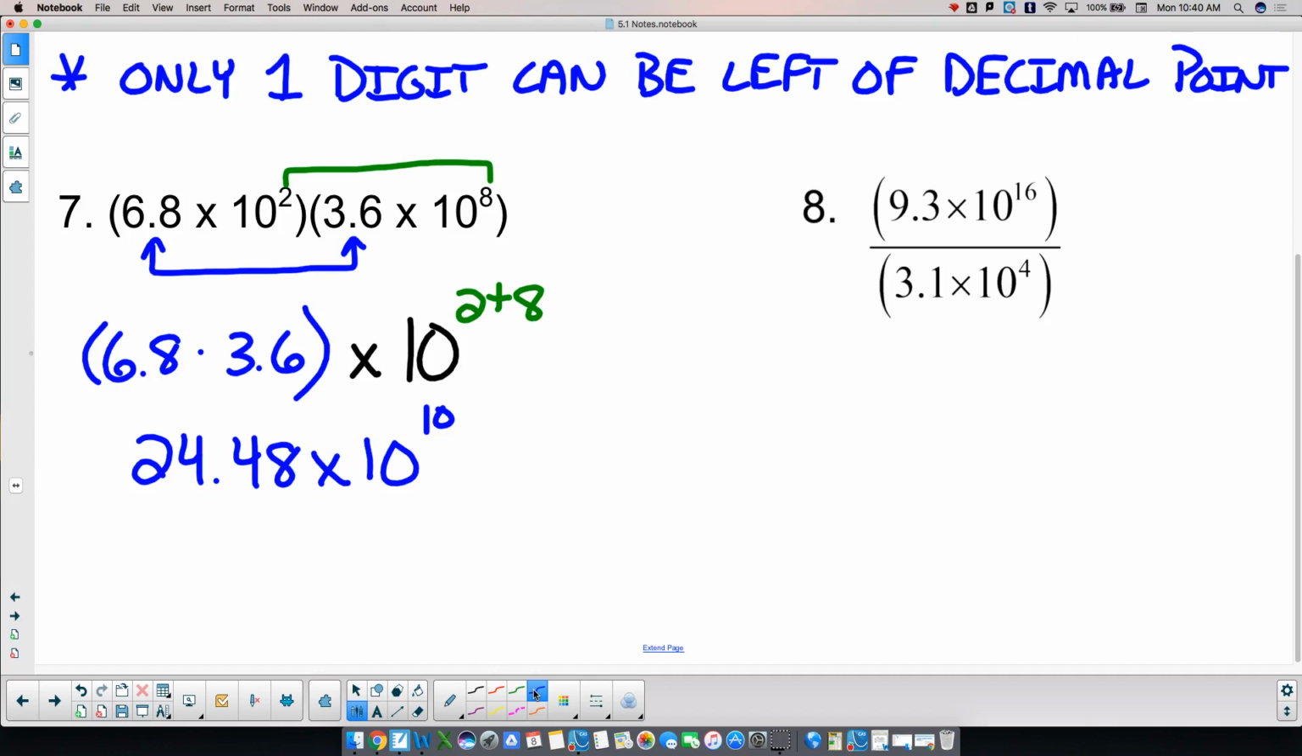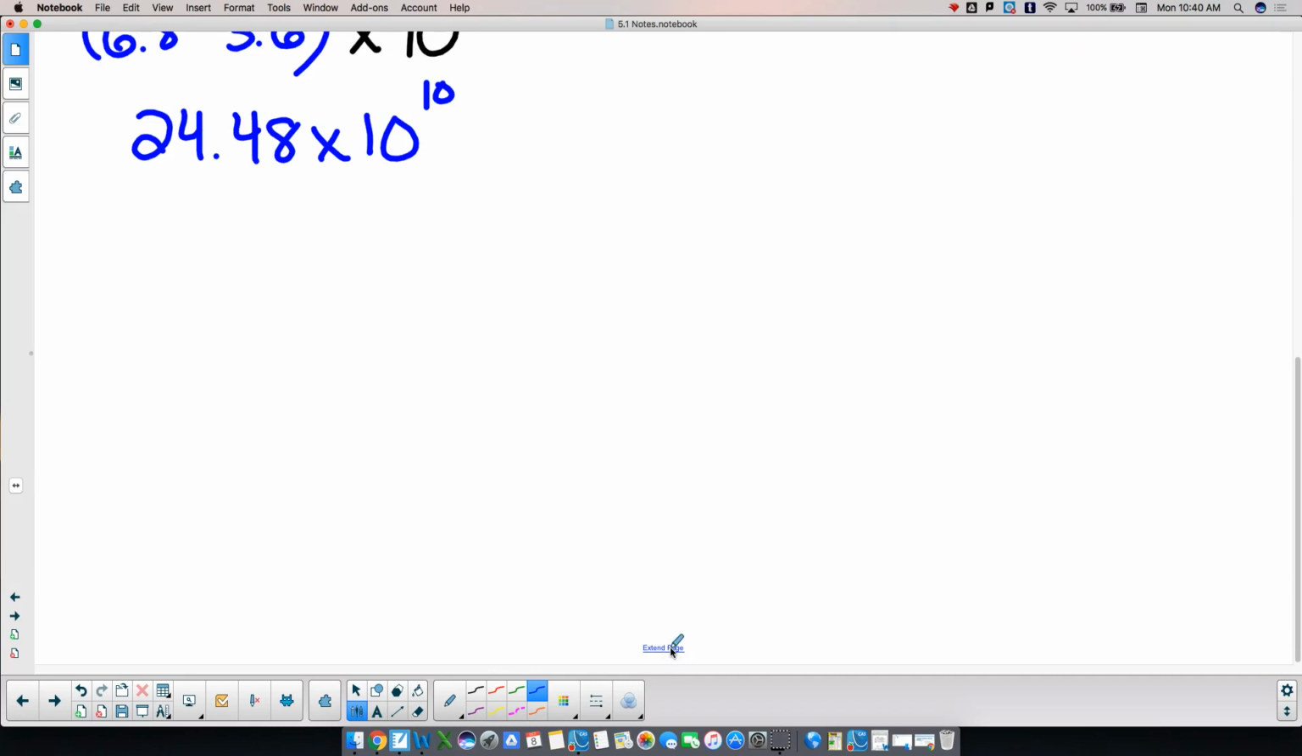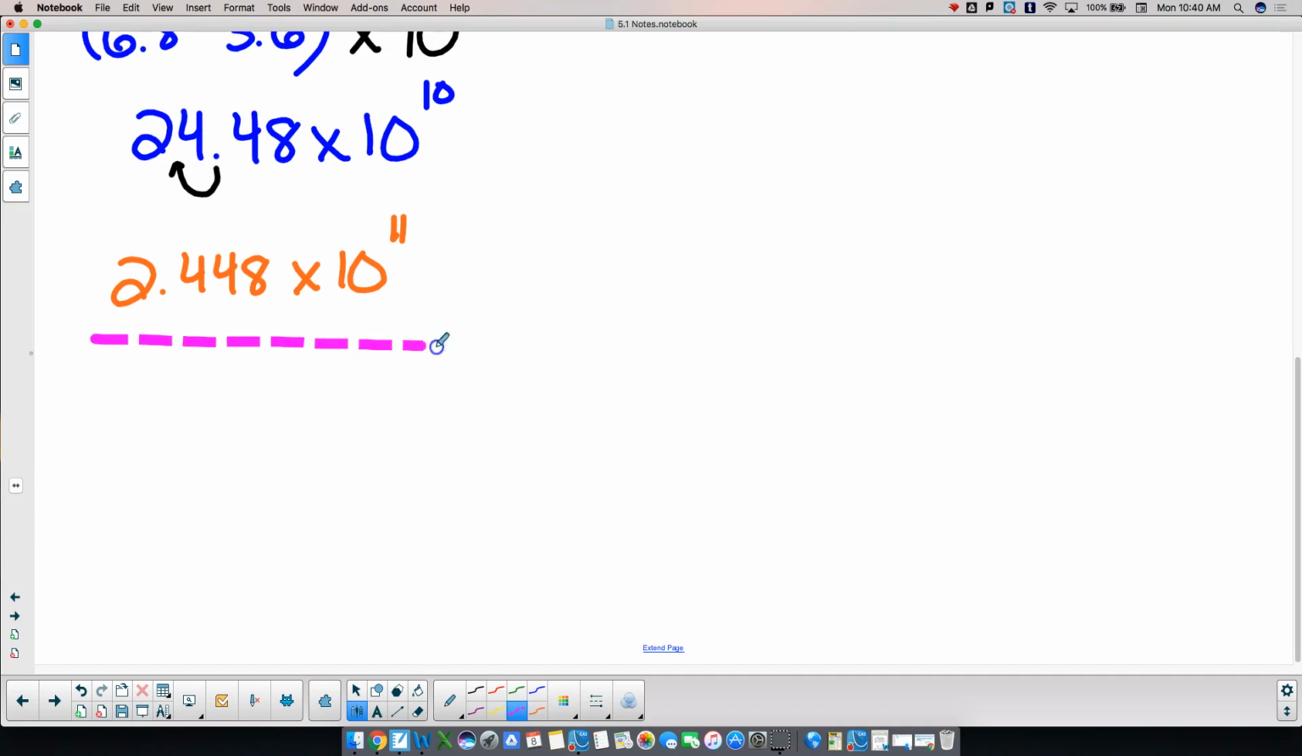However, what's wrong with that one? It's over one too many, right? I have 2 digits in front of my decimal point. So I need to move this decimal point one more to the left, which is going to add 1 to my exponent. So my final answer here is 2.448 times 10 to the 11th power. It's kind of reverse thinking.